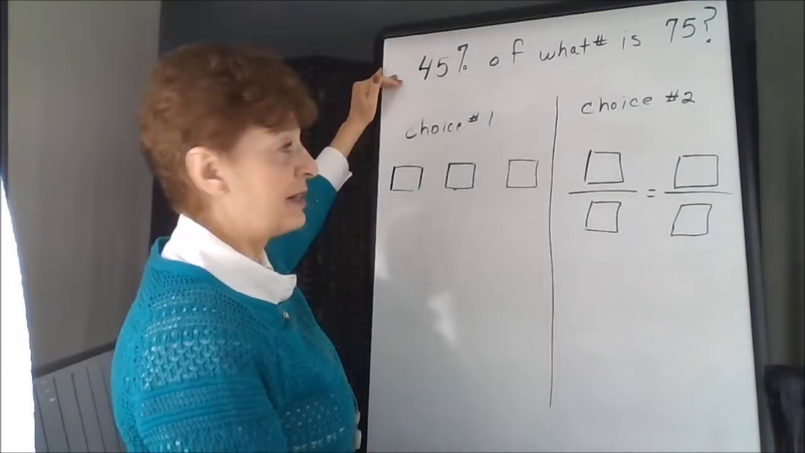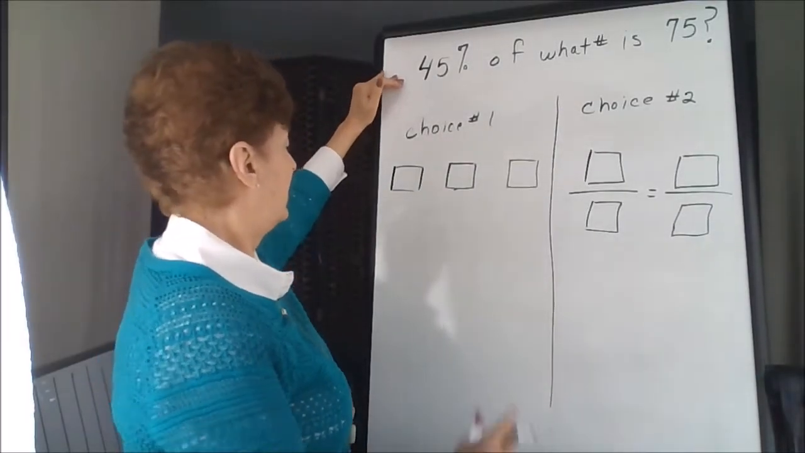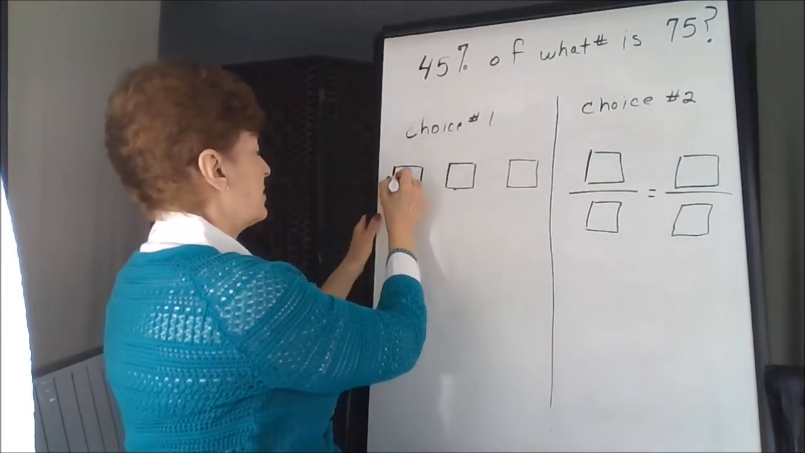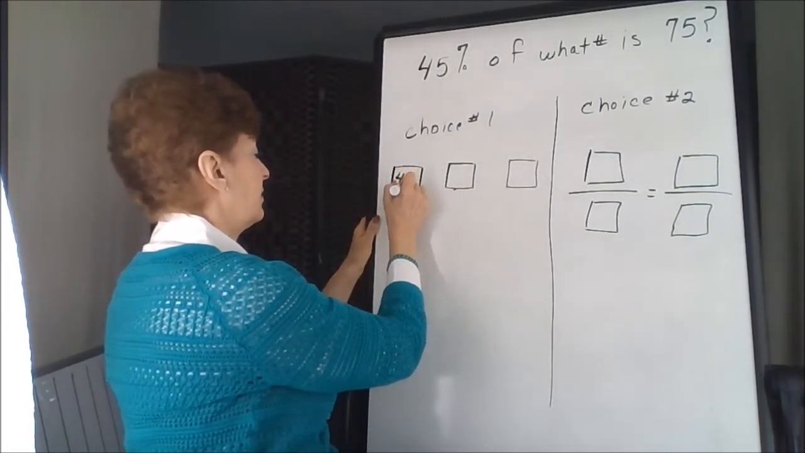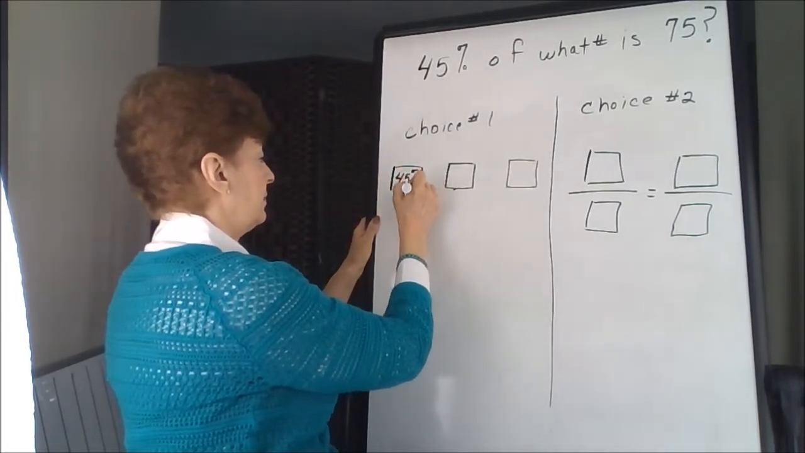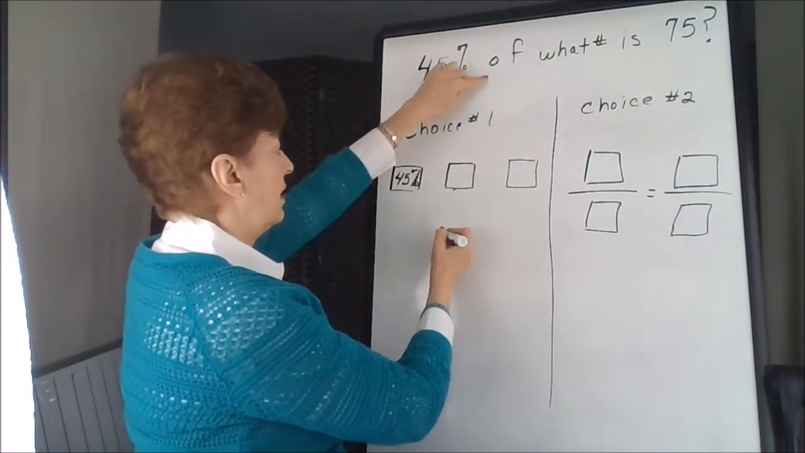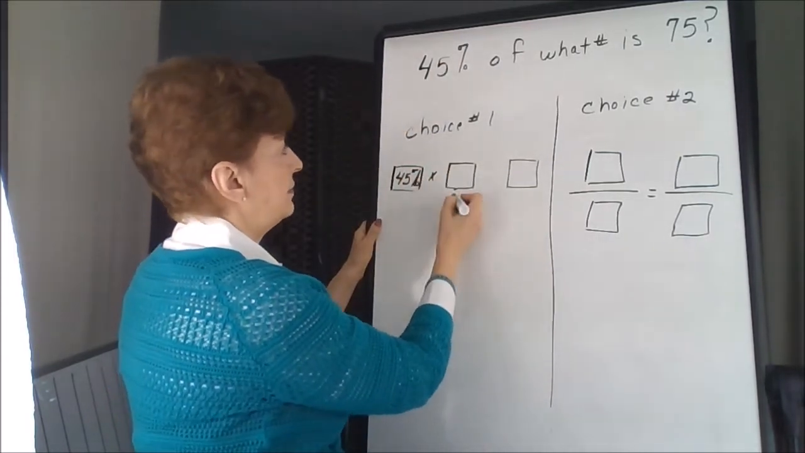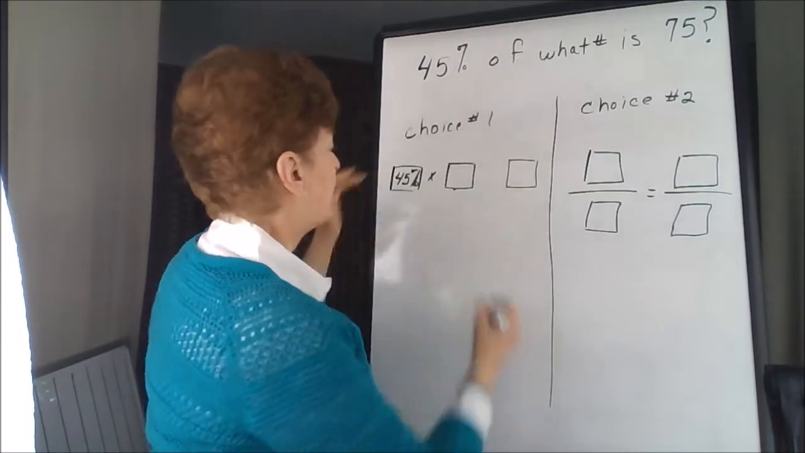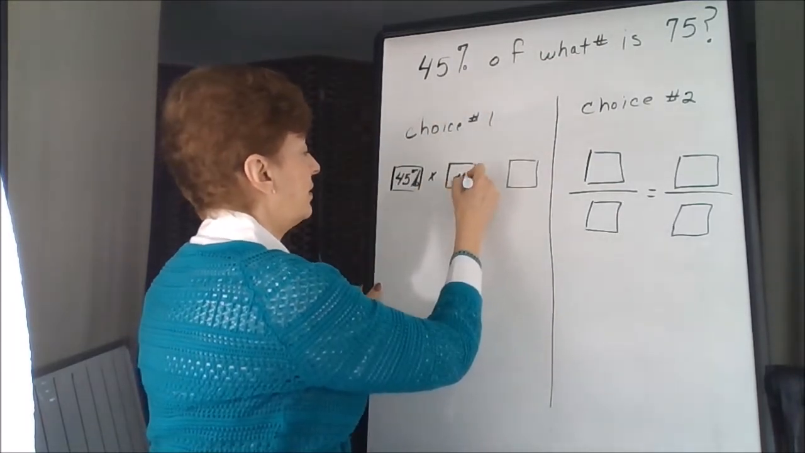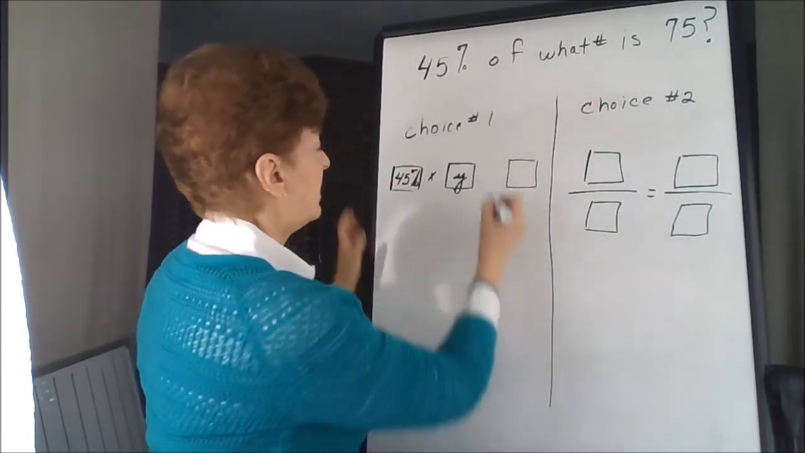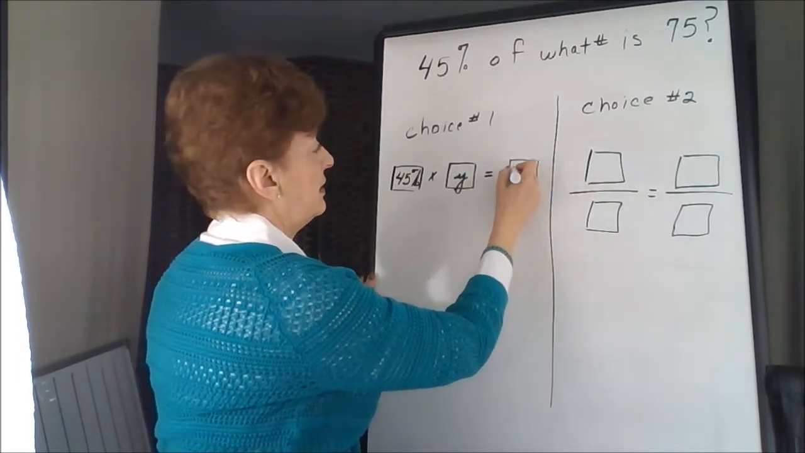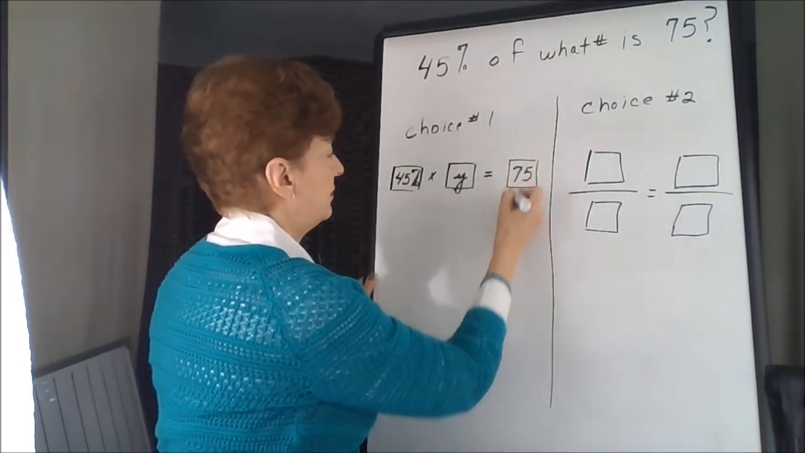25% of what number is 75? Percent goes in the first position. Of means times. We don't know that number, so let's give that a letter. Is means equals, and 75 would go here.